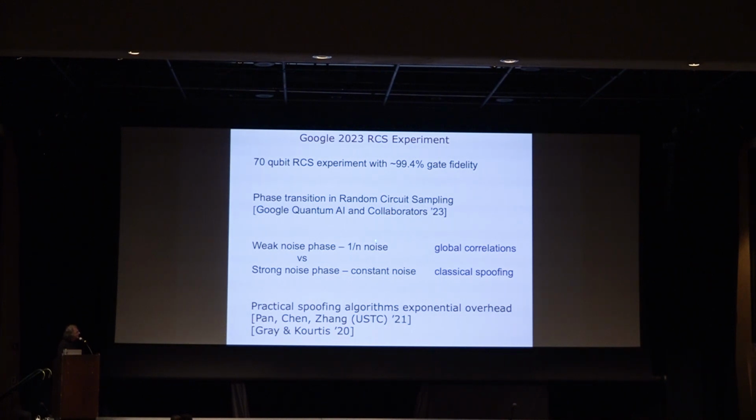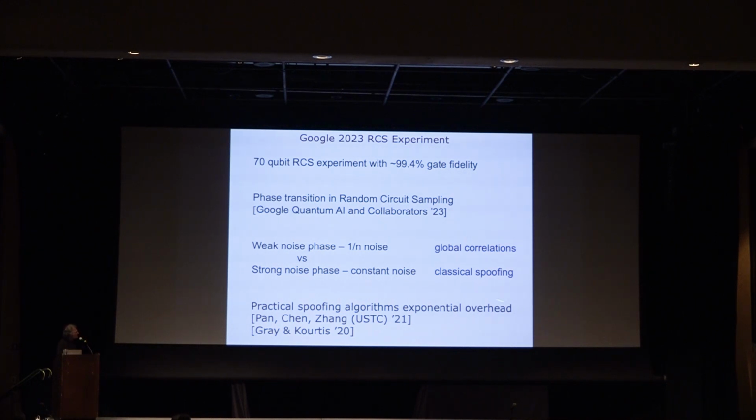And so what they're trying to say is that the noise rate is low enough here in their experiments that you should really think of them as 1 over n as opposed to constant noise. This is, of course, an interesting point. For small values of n, how do you tell the difference? But still, I think it's a good point.